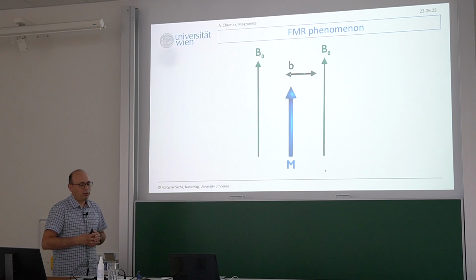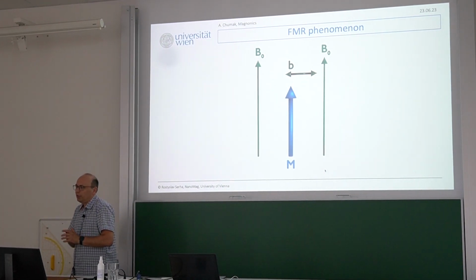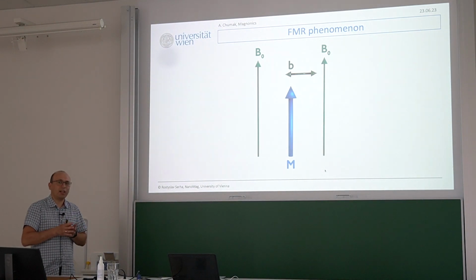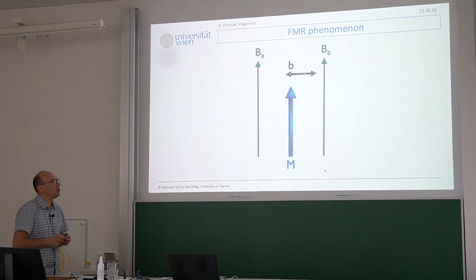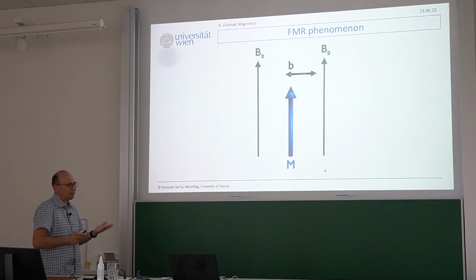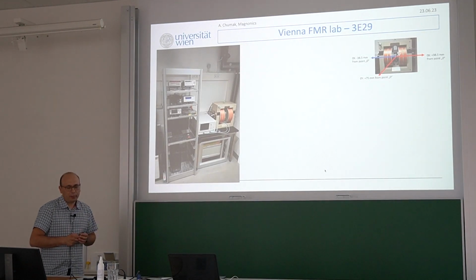So this is a physical phenomenon, but people usually refer to FMR not really as a phenomenon, but more as a technique which is used to characterize a magnetic material. Because by performing ferromagnetic resonance, you can collect a lot of information about your magnetic medium, about your sample, and about your material. How do we perform FMR?